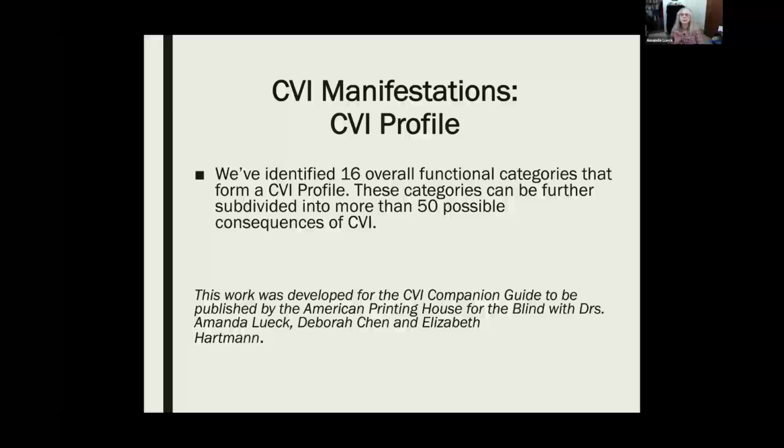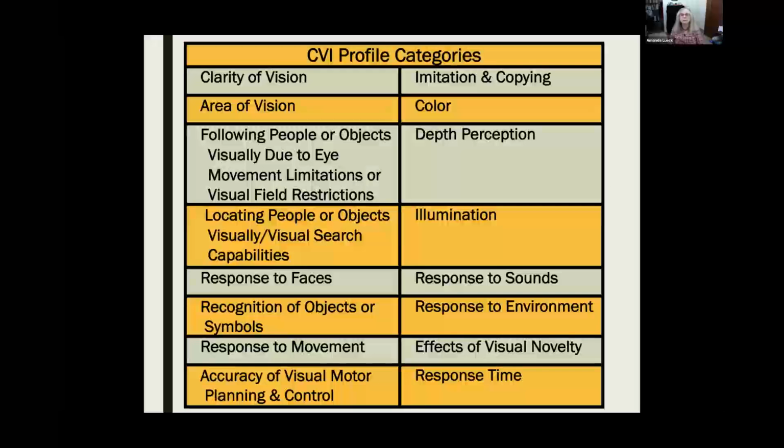And I want to mention that we're not the only people who are thinking that there's a need for a CVI profile. And you may see other CVI profiles with that name or similar name coming out. Look at them all. There are so many manifestations of CVI, and more are being identified all the time. So it's important to have all of these tools at your disposal to help in your understanding of your students with CVI.